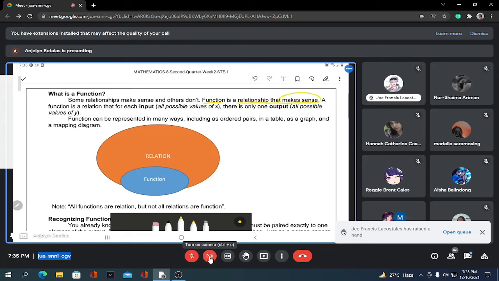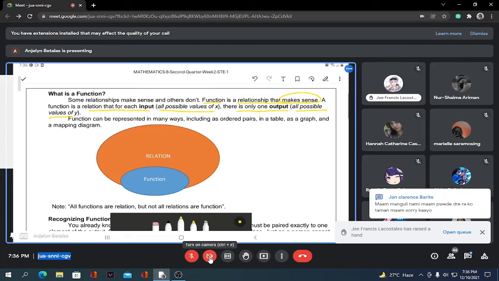A function is a relation that for each input, all possible values of x, there is only one output, all possible values of y. What this means is, each x has only one partner in y. If x repeats, the relation is no longer a function. For every input, there is only one partner in the output. If an input has two partners in the output, it is not a function. Understand?